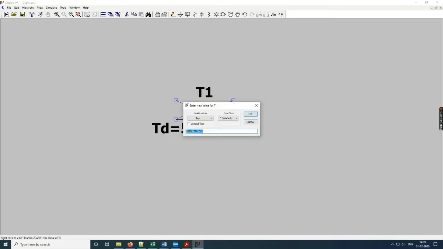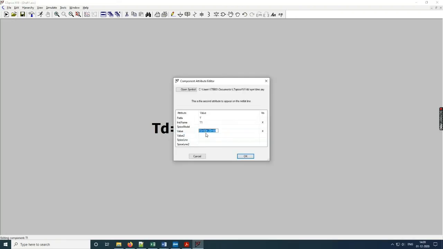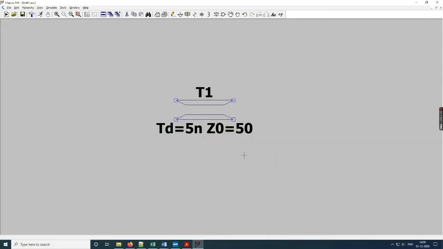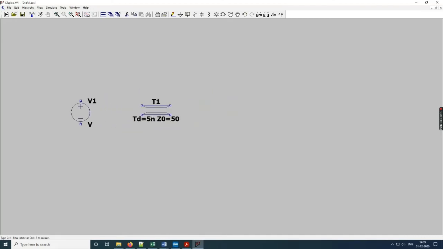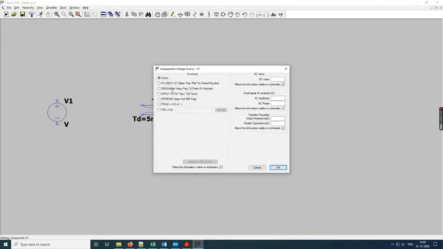So let us change this a bit. Let us change these properties a little bit. Let's make it 5 nanoseconds. So now we have a 50 ohm lossless line, and the wave traveling from one end to the other end of the line takes 5 nanoseconds. So therefore, let us introduce a voltage source. And let us say that this voltage source is a sine wave with the following parameters.